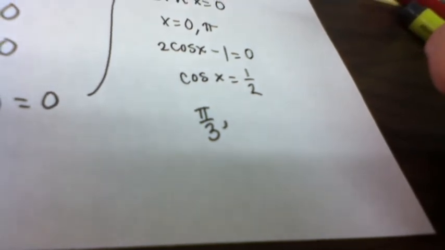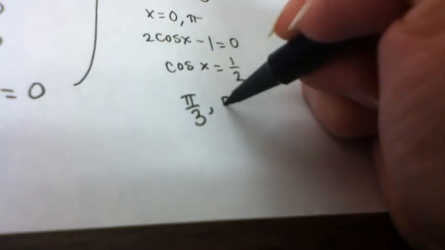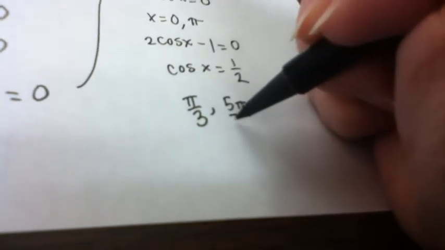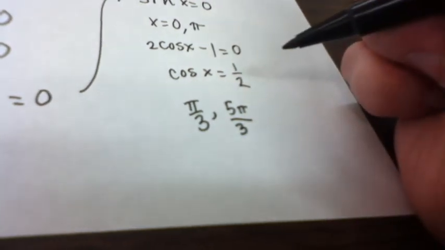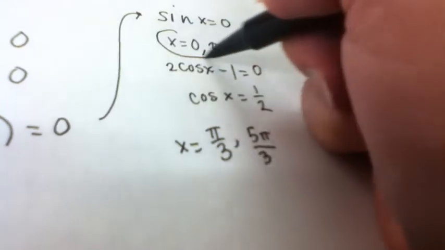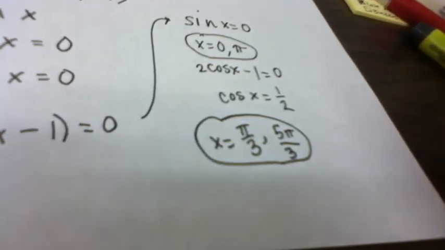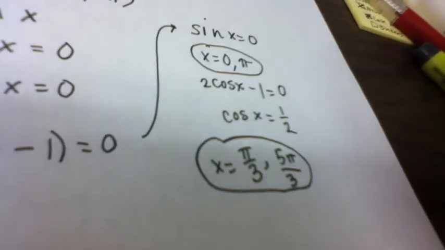And then what other quadrant is cosine positive in? Quadrant 4. All students take calculus. So quadrant 4. So what's the pi thirds angle in quadrant 4? 5 pi thirds, is that right? Because if it was past that, 6 pi thirds is 2 pi, so that goes too far. So from this first factor, we have these possible answers, and from the second factor, we have these possible answers. So there are 4 different possible answers for this problem, and we're done.